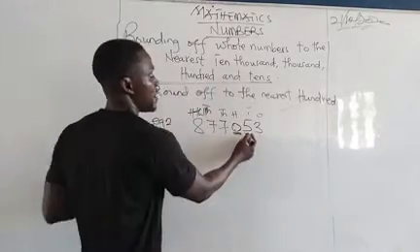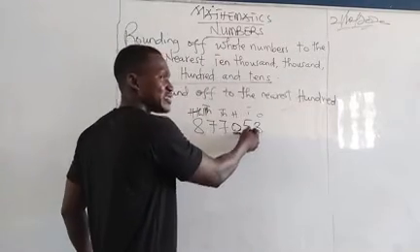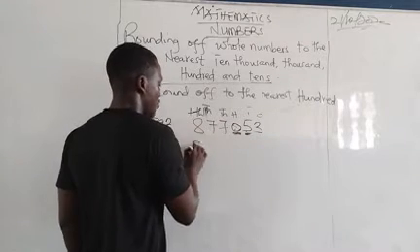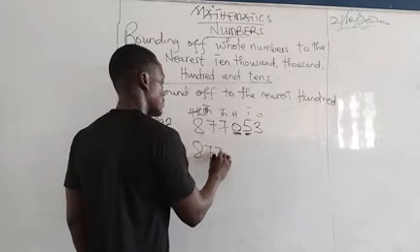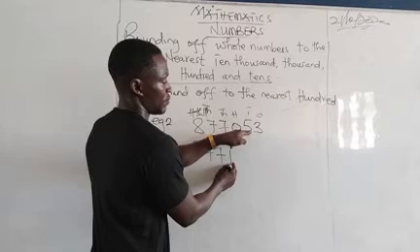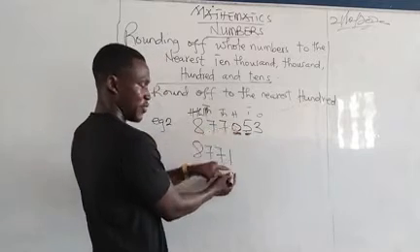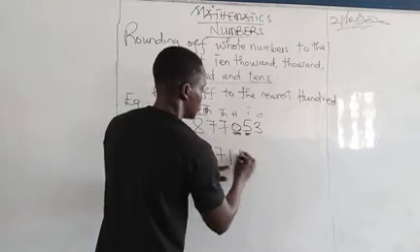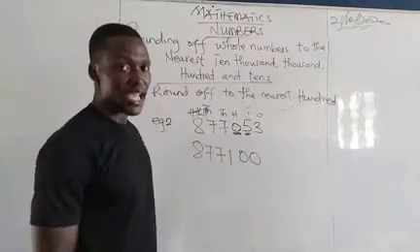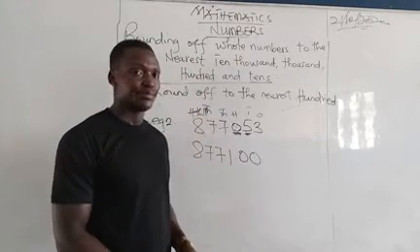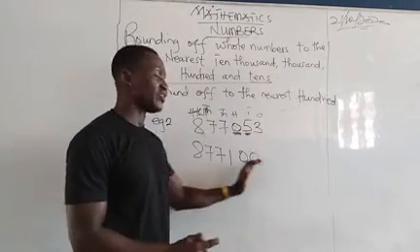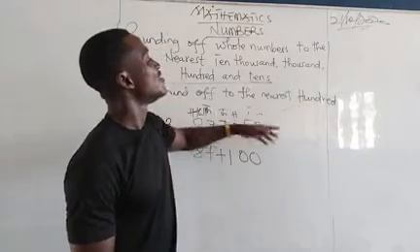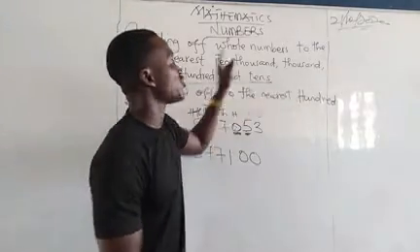So now we have 5 here, and 5 is 5 and above, so we just add 1 to the 0. We are going to get 8, 7, 7, 1. When we add 1 to the 0, we are going to get 1. Then we make the rest 0. This is what we are going to get.